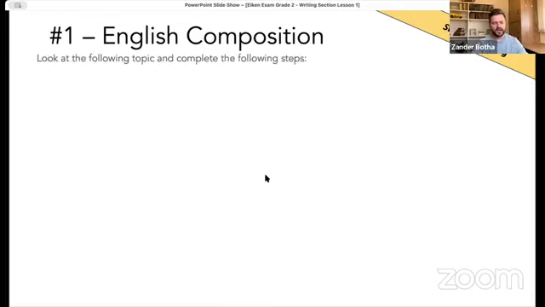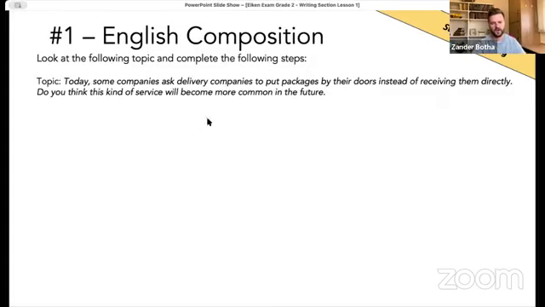Now, you need to, as I said, they will give you a topic, all right? And we're going to look at an example of a topic first before I tell you how you should complete this task, all right? So let's take a look at an example topic, right? So read with me this specific example topic. It says, today, some companies ask delivery companies to put packages by their doors instead of receiving them directly. Do you think this kind of service will become more common in the future?